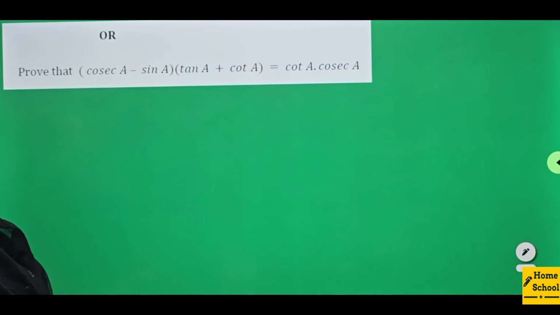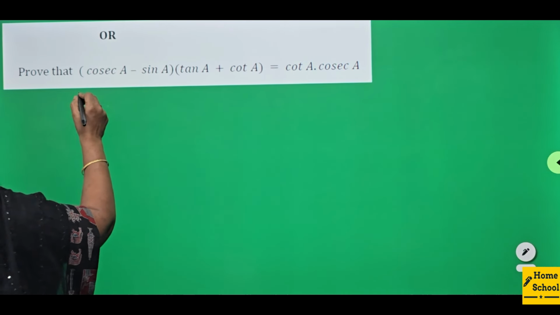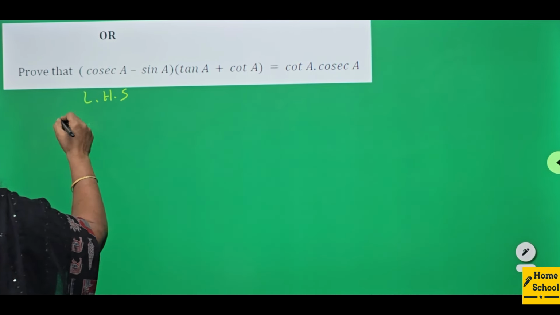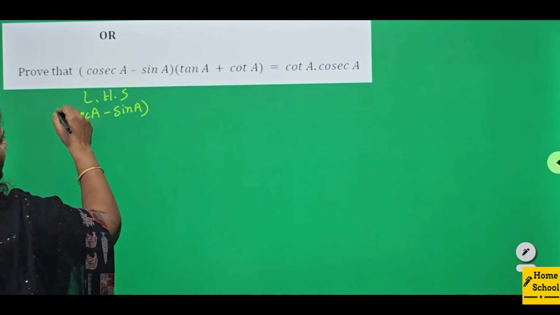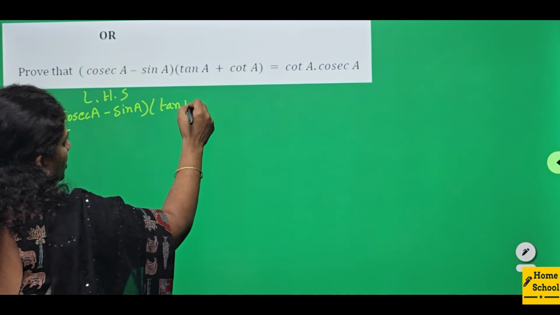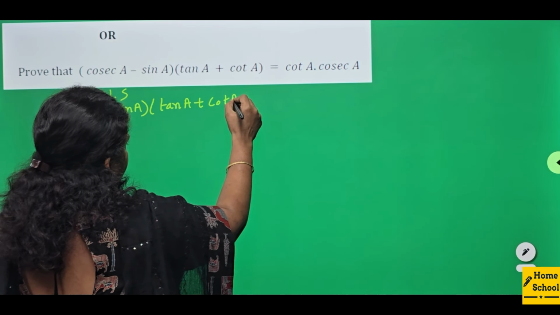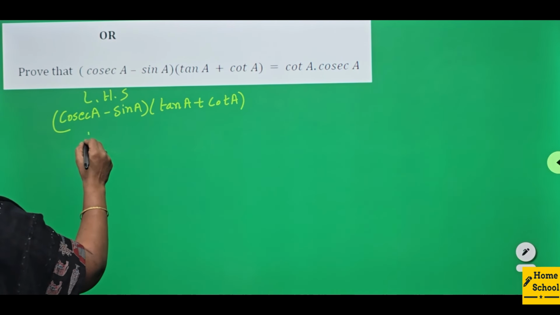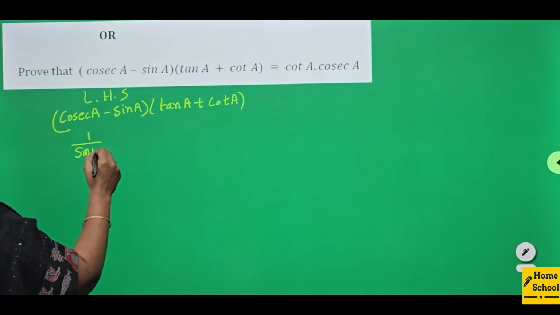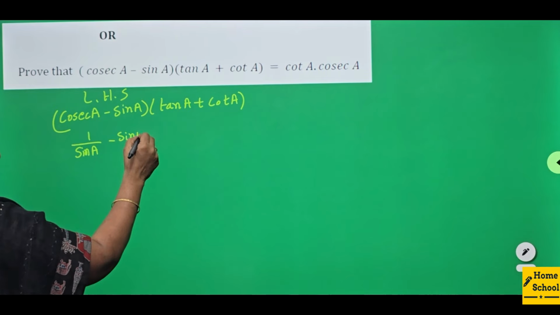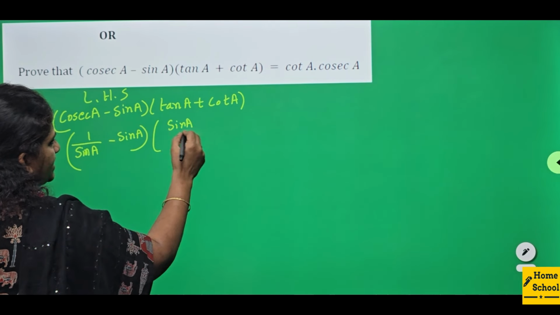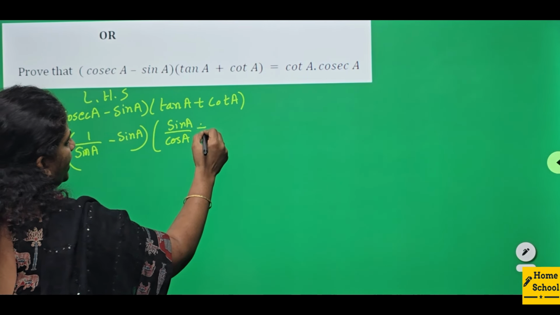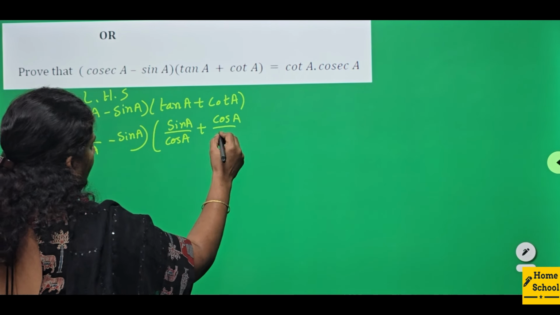Prove that cosec A minus sin A into tan A plus cot A is equal to cot A into cosecant A. Consider the left hand side. Cosecant A minus sin A into tan A plus cot A. Right? Cosecant A can be written as 1 by sin A minus sin A, and tan A can be written as sin A by cos A. Cot A can be written as cos A by sin A.